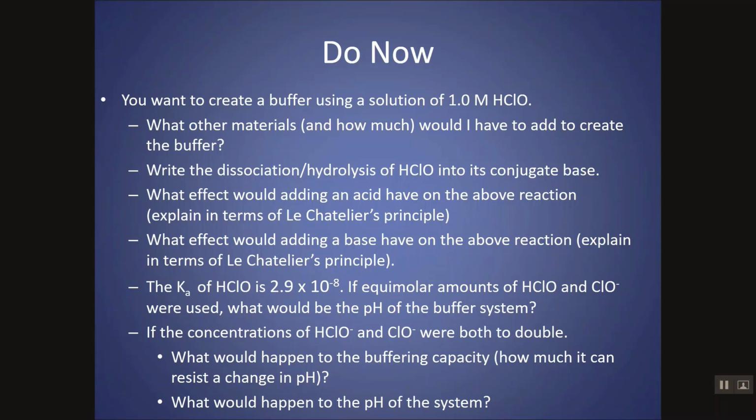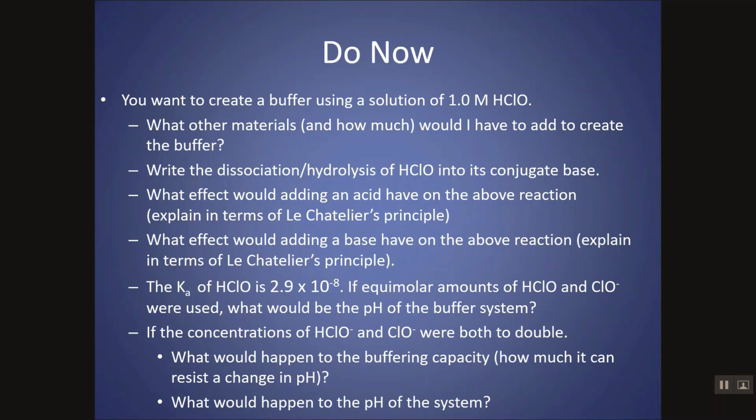Well, let's go through this example, which really helps to review all the concepts of a buffer system. So you want to create a buffer solution using 1 molar HClO. On first glance, this is a weak acid. It starts with an H, it would ionize into H+ and its conjugate base, ClO-. This is hypochlorous acid. So if I want to create a buffer solution, I not only want to have the weak acid present, but I want to have the weak base too.